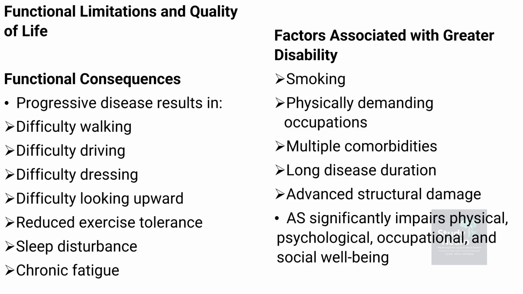As ankylosing spondylitis progresses, increasing pain and stiffness gradually limit daily activities, making it harder for patients to walk, drive, dress, or look upward, while reduced mobility also lowers exercise tolerance and contributes to poor sleep and persistent fatigue. Daily life becomes more challenging. Disability tends to be greater in people who smoke, perform physically demanding work, or have several other medical conditions, and it also increases with longer disease duration and more advanced structural damage. These factors often work together.